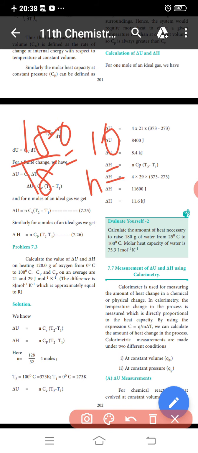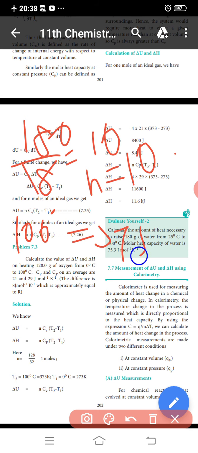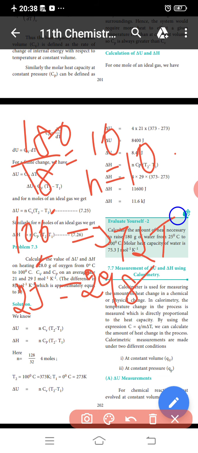So n is equal to 10. The temperature change is from 25 degrees Celsius to 100 degrees Celsius. T2 value is 373 K, and 25 degrees Celsius in Kelvin is 298 K, which is the T1 value.